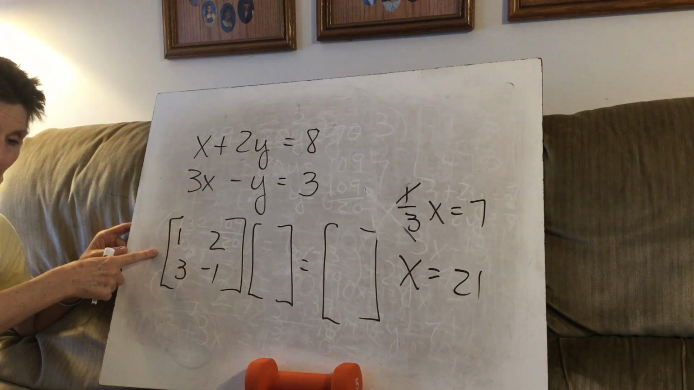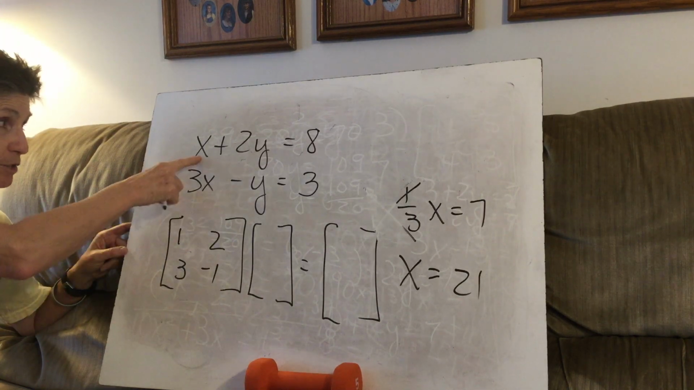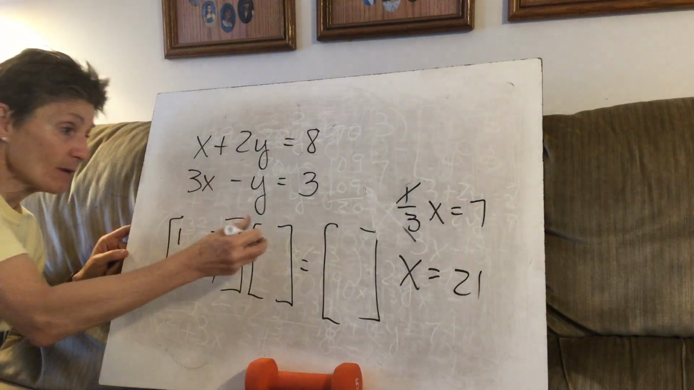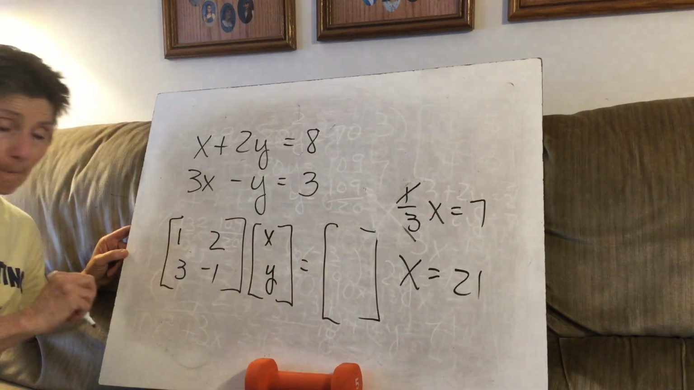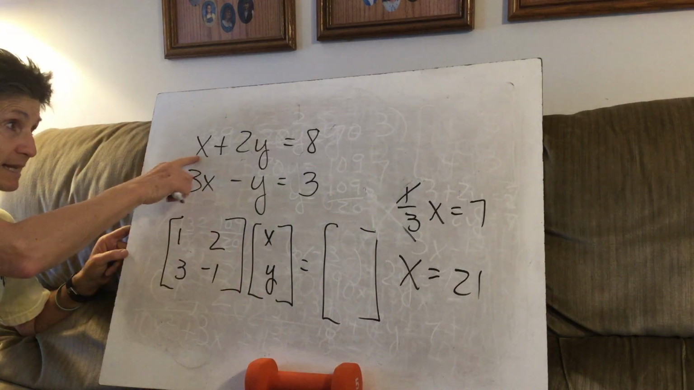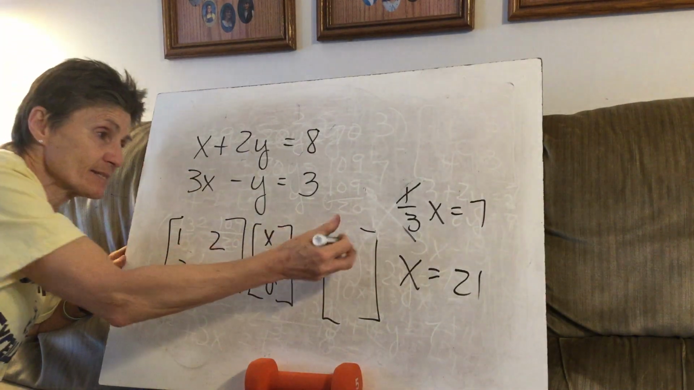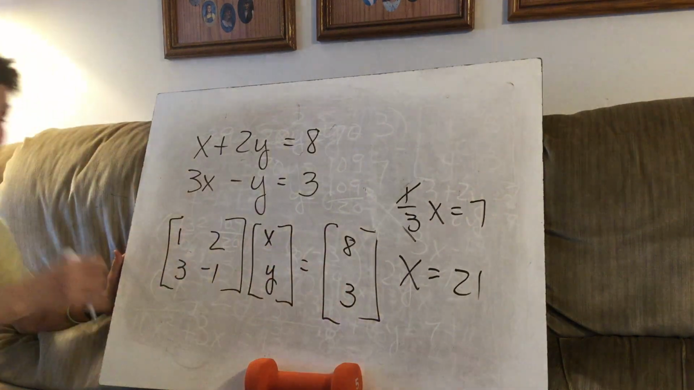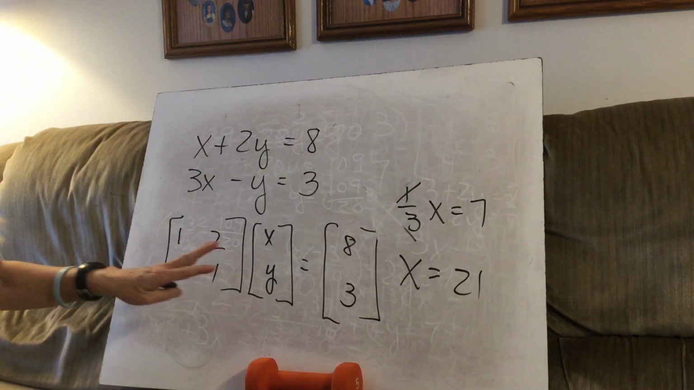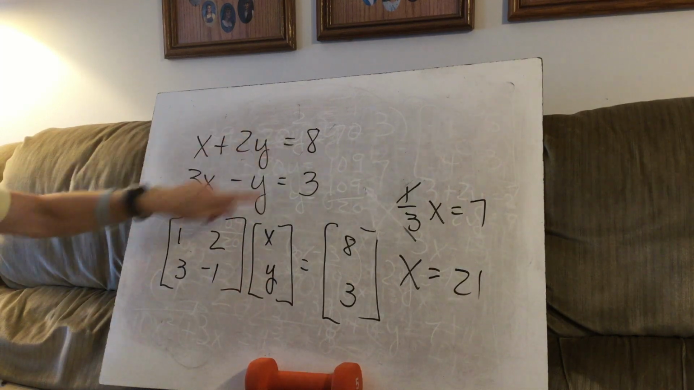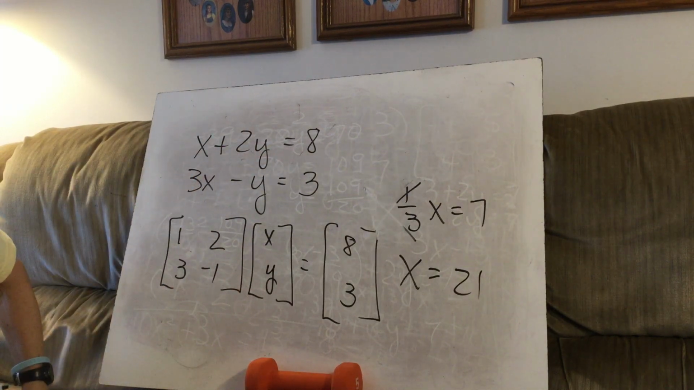So go ahead and write this down. This is your coefficient matrix. That makes sense to everybody? And then my variables are x and y. And they got to be in that order because x came first. So it's x and y. And then my constants are 8 and 3. This is my matrix equation that represents this system.